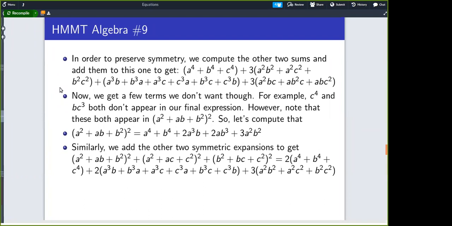Yeah, so Kevin says divide the second expression by 2. We're actually just going to multiply the first expression by 2 since we don't like fractions.